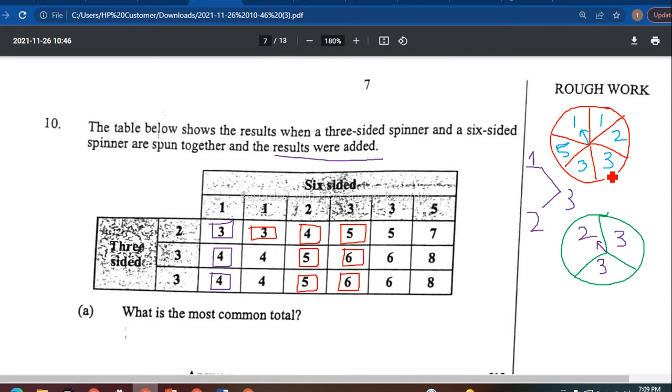Okay, alright. So the first question says, what is the most common total? What total shows up the most?